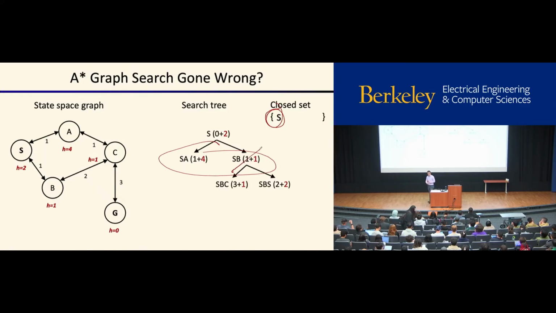So these are the children of SB. What are they? SBC and SBS, right? We have a loop already. SBS, this path, costs us 1 in each direction. That's 2 plus the heuristic at state S, which is 2. So that's 2 plus 2. And then SBC is 1 plus 2 plus the heuristic at C, which is 1, so 3 plus 1. So now this is our frontier, our fringe. Okay?